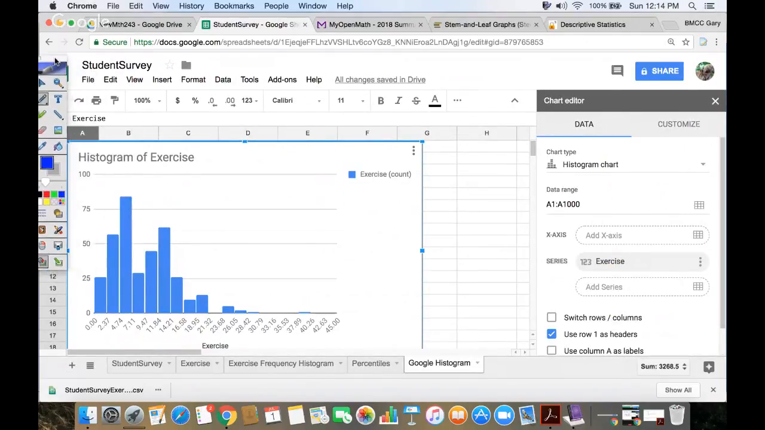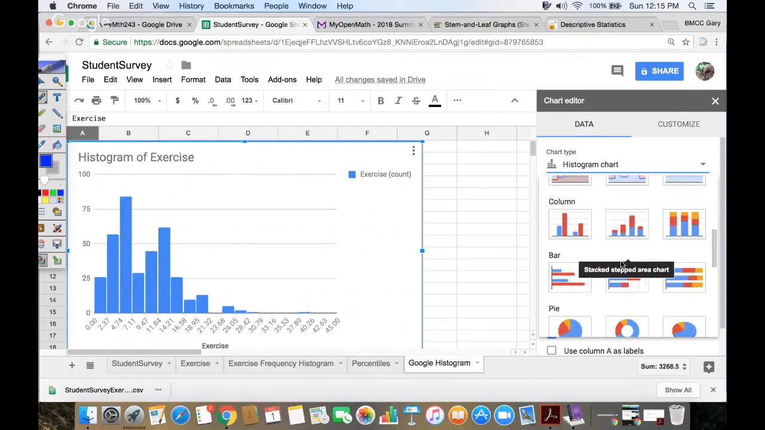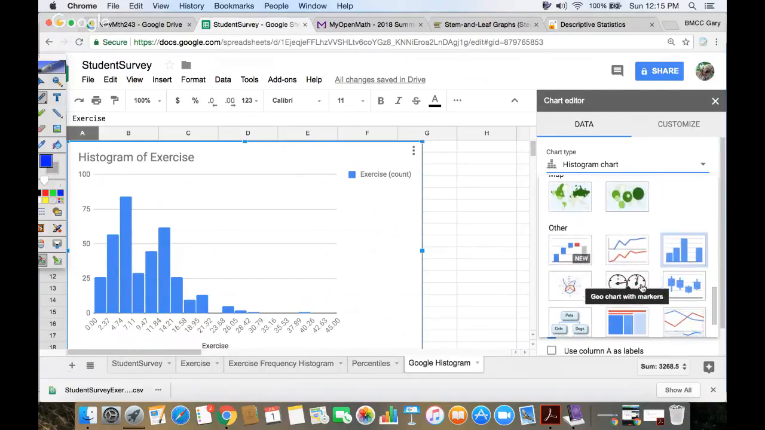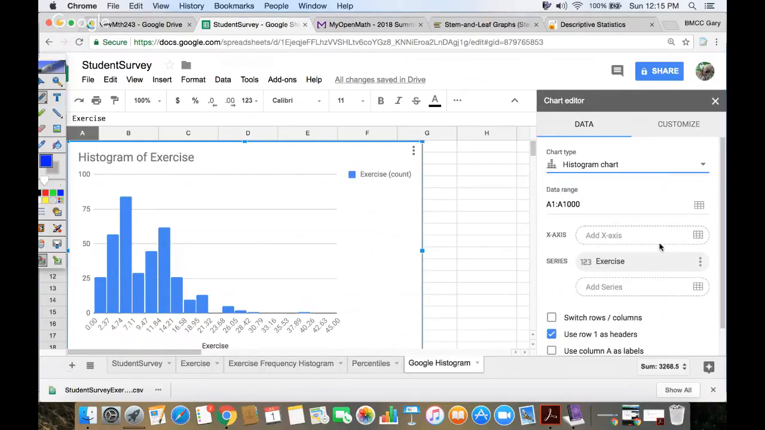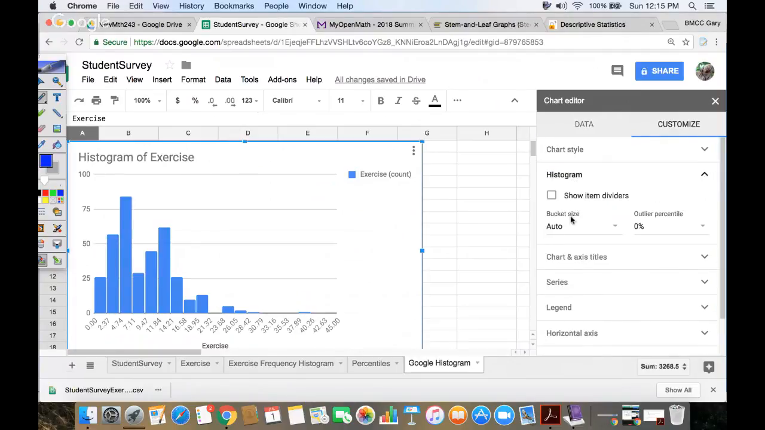So it picked a histogram. If it didn't pick the histogram automatically, then you could just scroll through the possible graphs until you come to histogram and select it. Google is guessing at how to group the data down here. If you decide you don't like that, you can always customize it and change the histogram by picking, instead of automatically having Google pick the bucket size, you could pick the bucket size yourself.